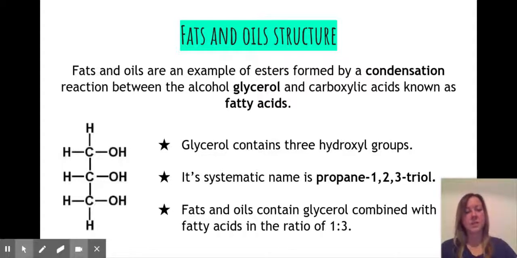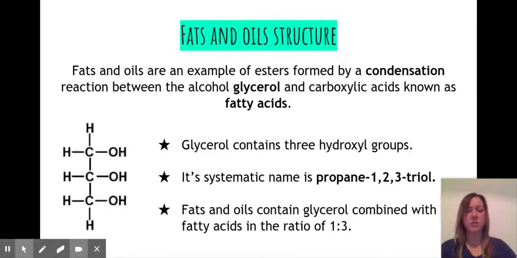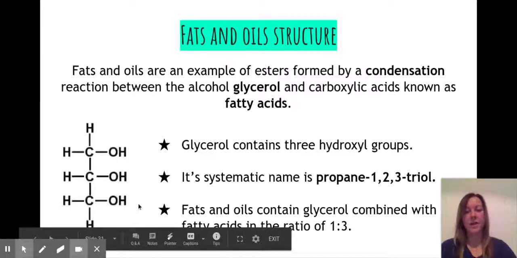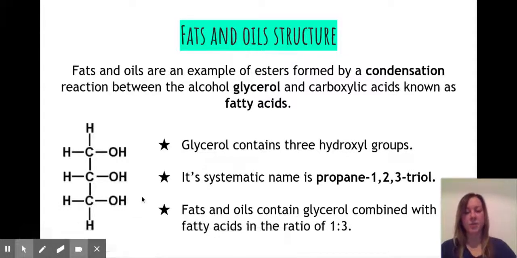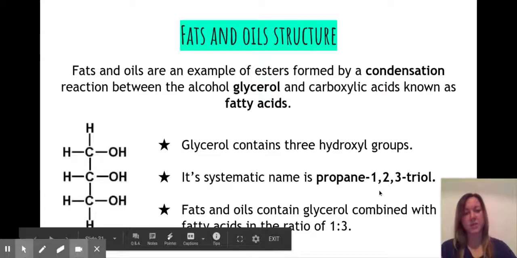So it's exactly the same as an ester reaction. Esterification is a condensation reaction, but this time we have a compound called glycerol. So the alcohol is this thing here called glycerol. Now, as you can see from the diagram, glycerol is a triol, so it contains 3 hydroxyl groups. There's 1, 2 and 3. Its systematic name, if we had to go about naming this, is propane 1,2,3 triol. Now remember your dashes and commas here to make your naming accurate.